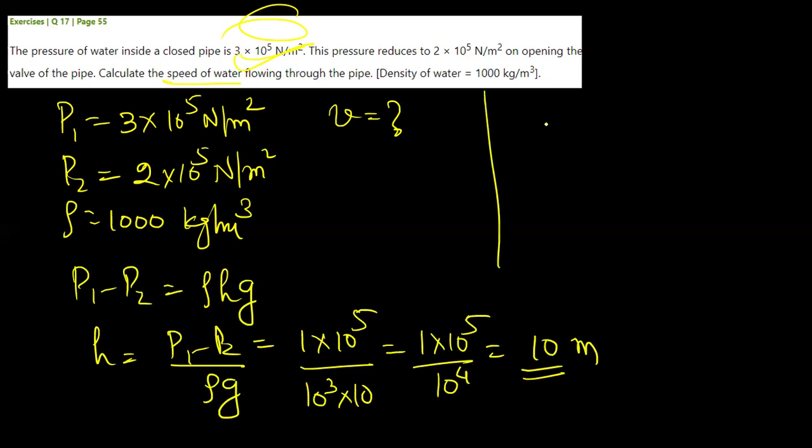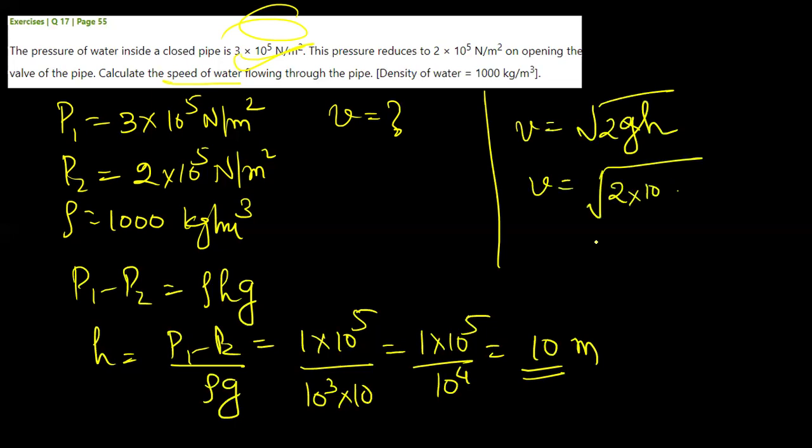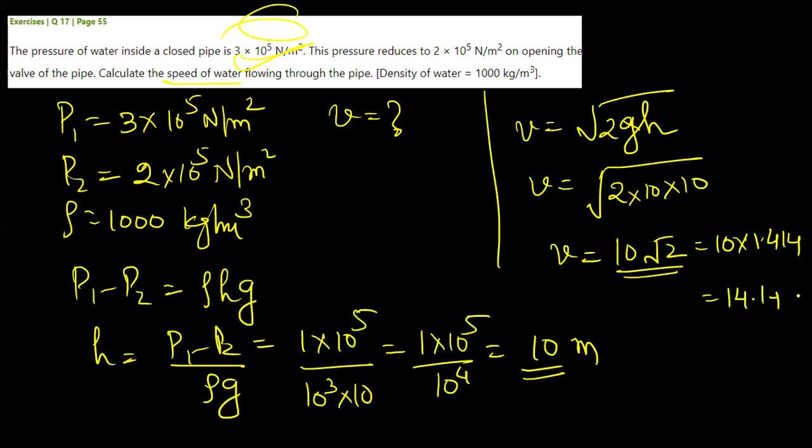So use V equal to root 2gh. So V will be equal to root 2 into 10 into 10. So V will be equal to 10 root 2, that is 10 into 1.414. That is 14.14 meter per second. This is the velocity answer.